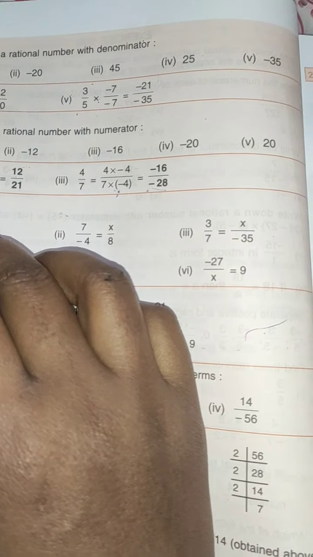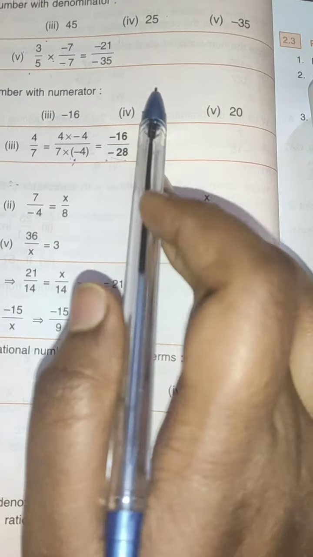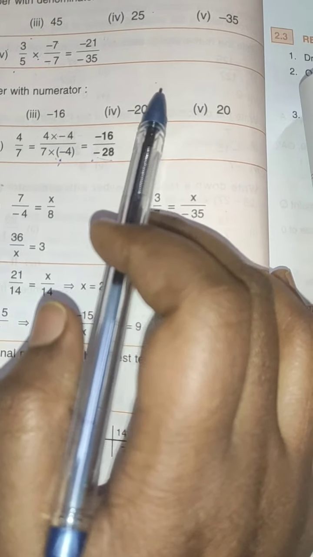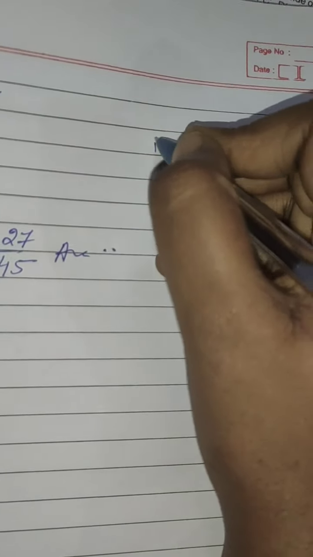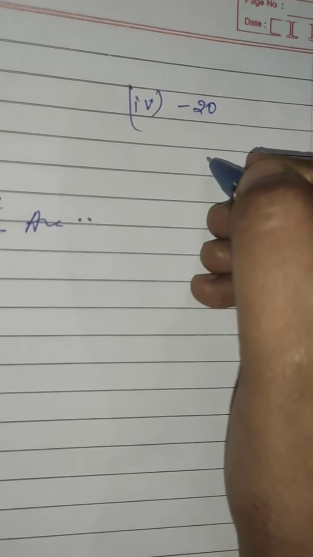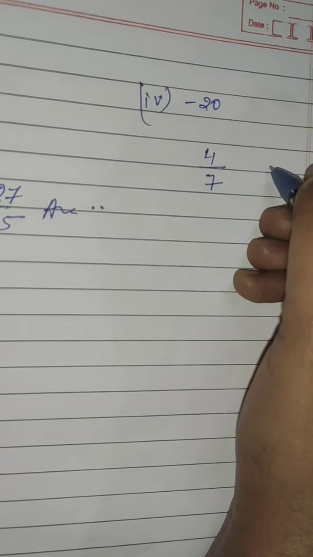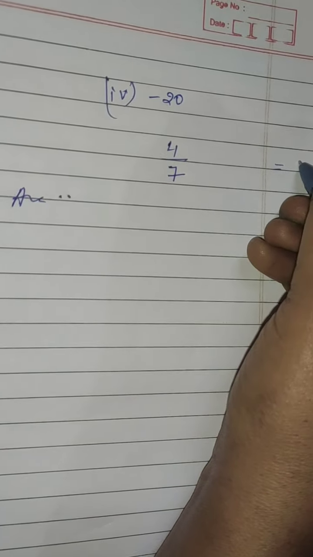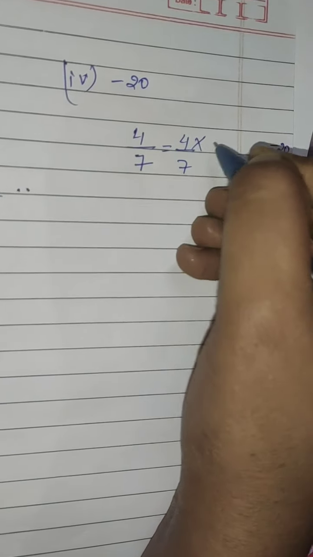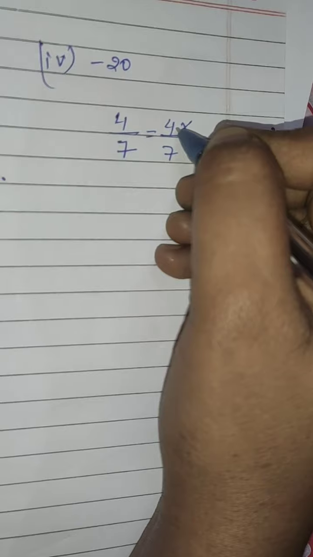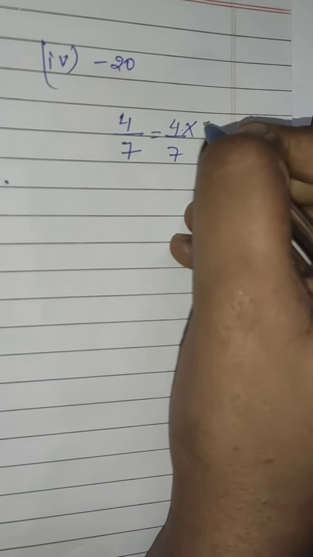Now students, let's do the fourth one. That is minus 20. So in the question, what is given? 4 by 7. But in the numerator, what will we write? Minus 20. So what will we multiply with this so that we get minus 20? That is 5.